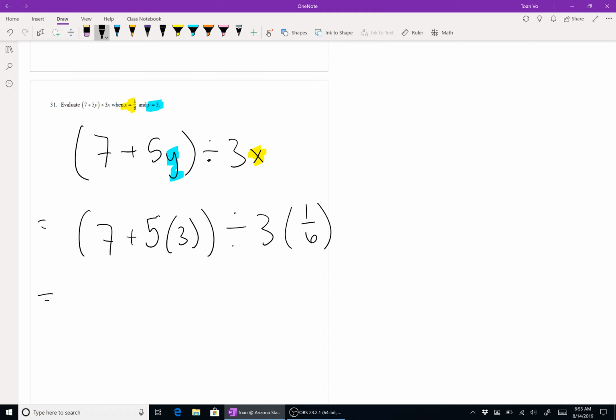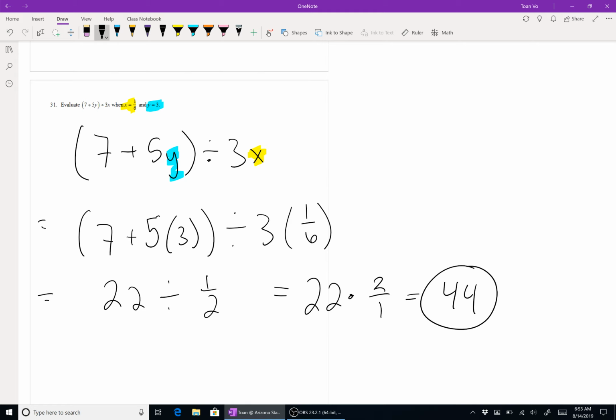So 5 times 3 is 15 plus 7 is 22. 3 divided by 1/6 is 18, and I hope everyone knows that when you divide by a fraction, you multiply by the reciprocal. So the answer should have been 44.